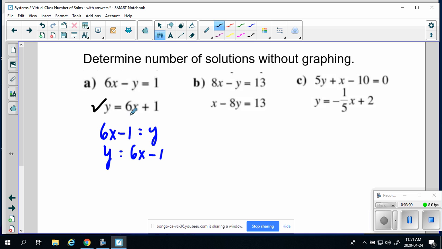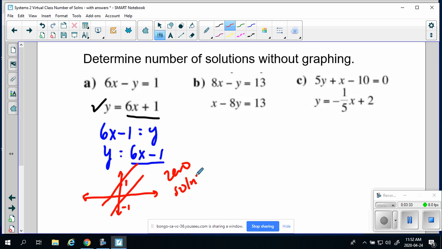So if you look at this equation and this equation, they're not the same, but they do have the same slope. So if you were to imagine graphing this, there's going to be one with a y-intercept of 1, and there's going to be one with a y-intercept of -1, but they're parallel. They're both quite steep. Their slopes are 6. So they have the same slope, but they're not the same line because they live in different places. So they're parallel lines, and they're never going to intersect. So you say that there are 0 solutions, or no solutions, to the first one.